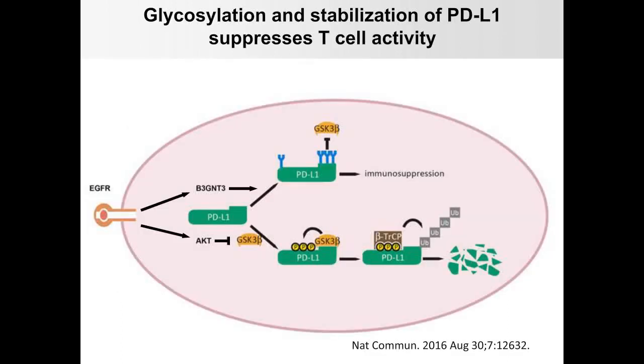So lastly, we would like to use this model to conclude our finding that EGFR has the ability to stabilize PD-L1. Non-glycosylated PD-L1 will be recognized by GSK3 beta, which thereby recruits beta-TrCP to degrade the PD-L1 protein. Once PD-L1 gets glycosylated, it prevents GSK3 beta from recognizing PD-L1 and therefore causes the immunosuppressive activity.